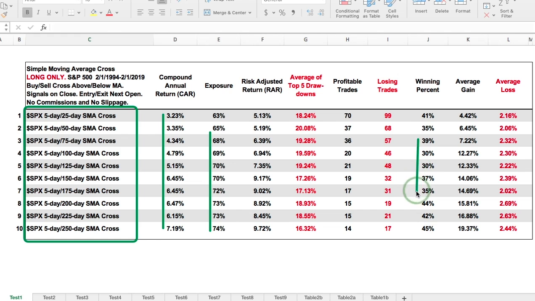All right, from 39, 30, 37, all the way to the 40s once you get to 200 days, 225, 250. And of course, the average gains and the average losses. The average gains are going to be a lot more than the average losses when you're using that longer moving average.